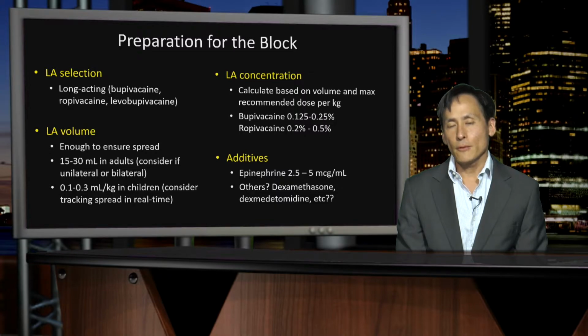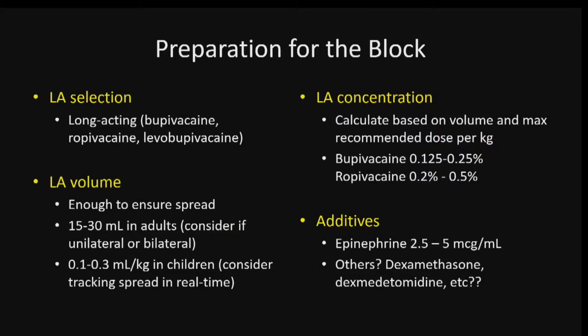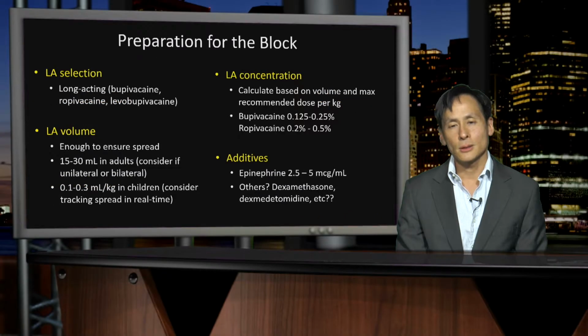We recommend that epinephrine should be added routinely, mainly to minimize systemic absorption, which may prolong the duration, but more importantly may prevent local anesthetic systemic toxicity, particularly if you're using doses close to the maximum recommended dose limits. As to whether other additives such as dexamethasone or dexmedetomidine will actually act to prolong the block, this remains to be discovered. It is commonly done and extrapolated from the studies on peripheral nerve blocks, and probably at this time there's no evidence that they cause any direct harm, so they can be used if you think it is appropriate.